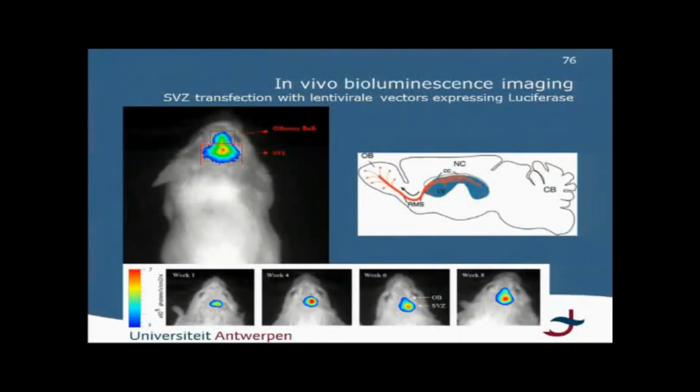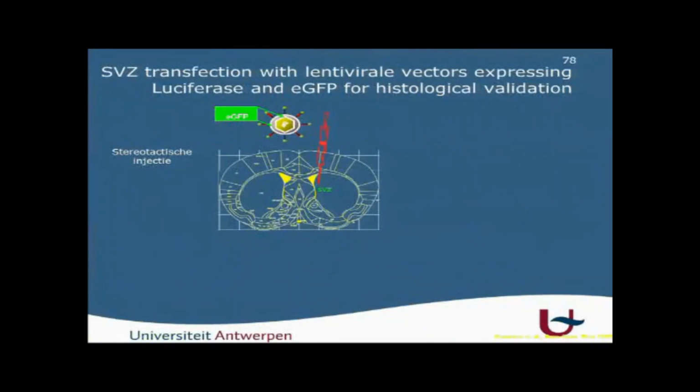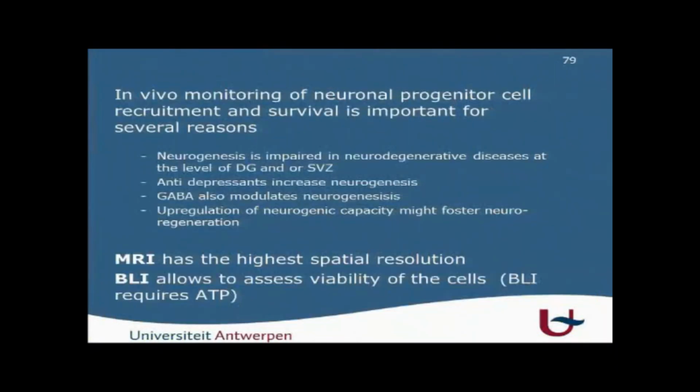The same thing can be done with bioluminescence imaging. Then you don't inject a particle, but you transfect the subventricular zone with a vector expressing luciferase, and you can follow migration of young neurons to the olfactory bulb with bioluminescence imaging. Okay. That's it. I show how you can validate this with histology, but this is not important. It's important, but I have to finish.